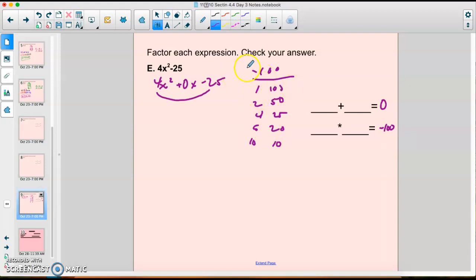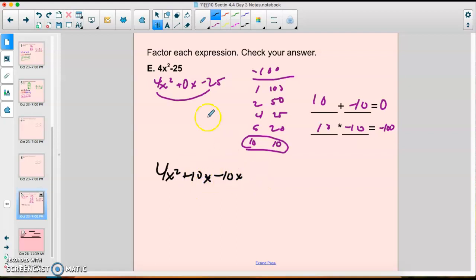Okay, and remember, it's negative 100, and so we know that one of them has to be negative, one of them has to be positive. We want them to give an answer of 0 when we add them together. Pretty clear that these are 0 apart. And so positive 10 plus negative 10 gets us 0. 10 times negative 10 gets us negative 100. Okay, so we got 4x squared plus 10x minus 10x. And if you think about it, those are going to cancel out when you combine like terms, and you'll end up with this minus 25.